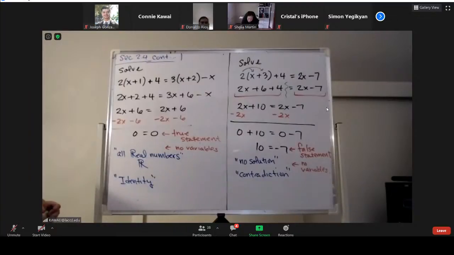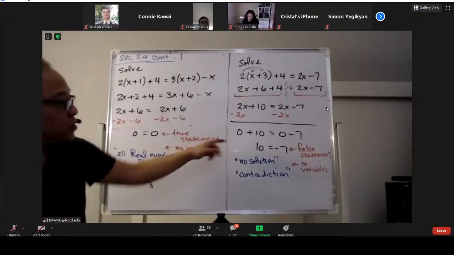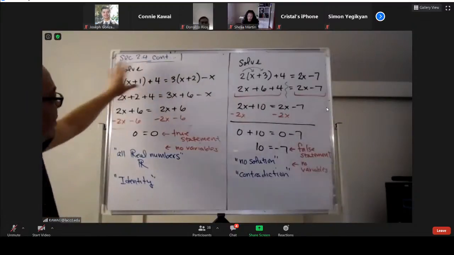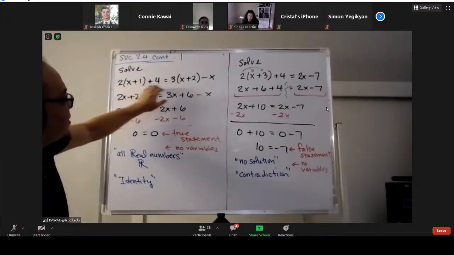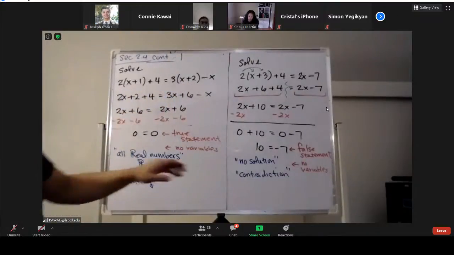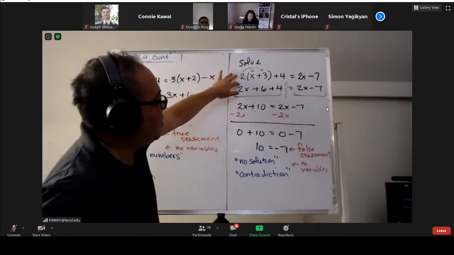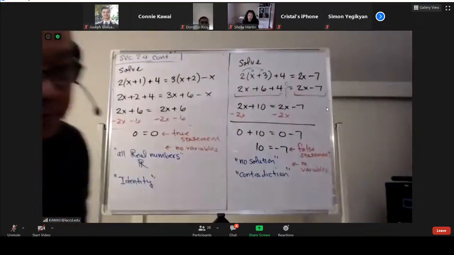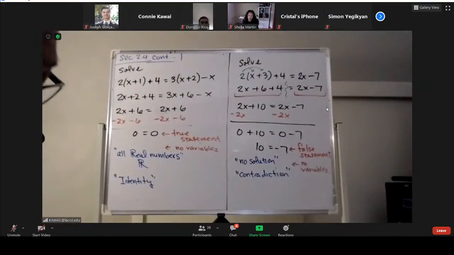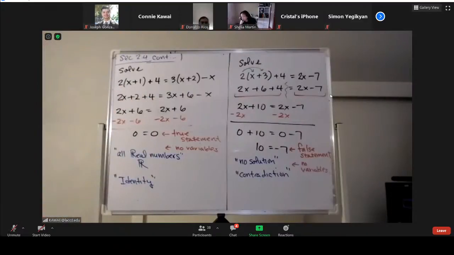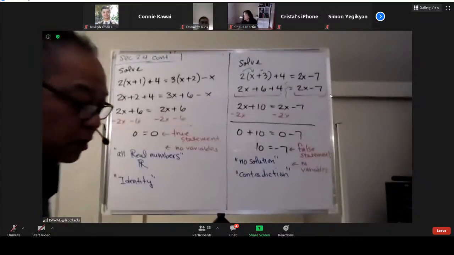Okay. So when the variables cancel each other out, you have to look at whether the statement is true or not. If it's true, any number you plug in will work. Because even though I can't tell, this left side is going to be the same as the right side. If the variables all cancel each other out and have a false statement, it's impossible to find a number that makes this side equal to that side. So let's take a picture of this. Okay, so go ahead and copy.